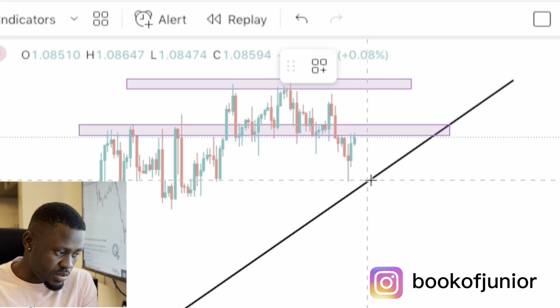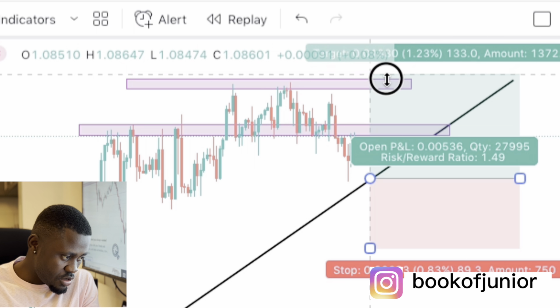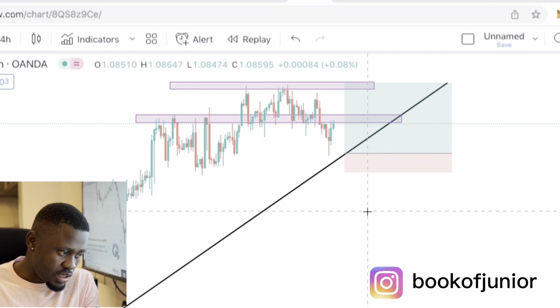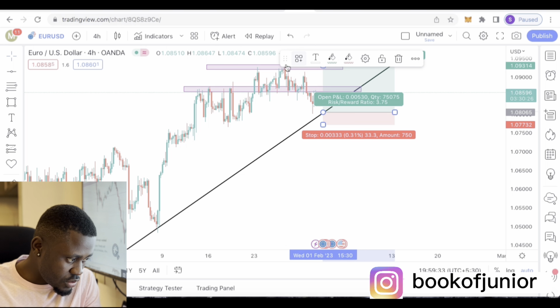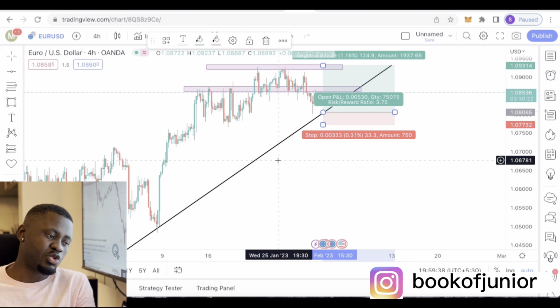So if market comes and bounces off from here, we shall be taking our trend, maybe putting our take profit around here, and then putting our stop loss just around here. This is on there, as you can see there. We will be risking 33 pips, but our target would be, let's see the target. So our target will be 124 pips, which is very fair.